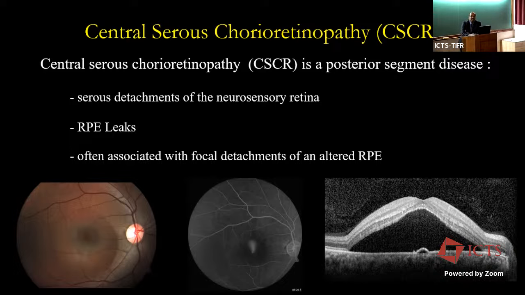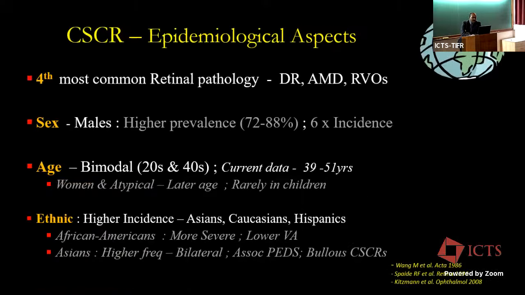Another pathology which is seen more in younger patients is central serous chorioretinopathy. Here you have serous detachments of the neurosensory retina with RPE leaks, and this is often associated with focal detachments of an altered RPE. It is the fourth most common retinal pathology after diabetic retinopathy, age-related macular degeneration, and retinal vascular occlusion. So that's why it's that important.